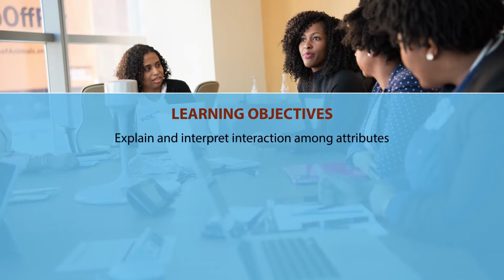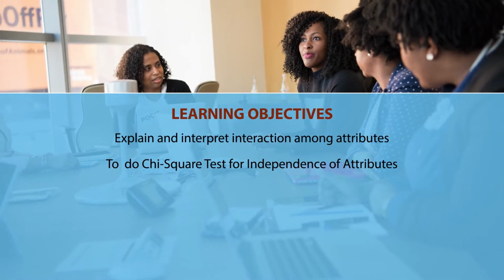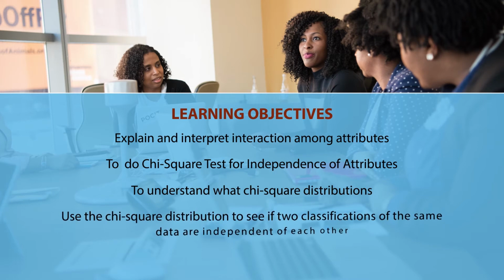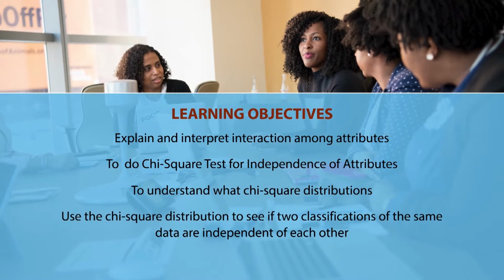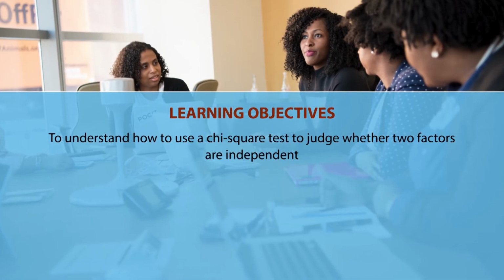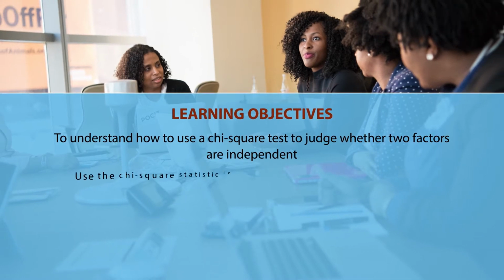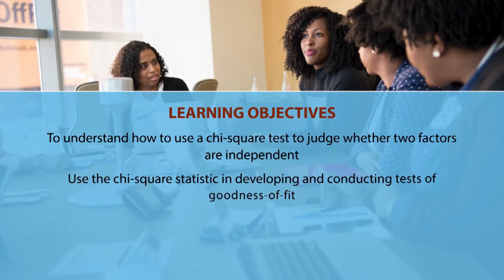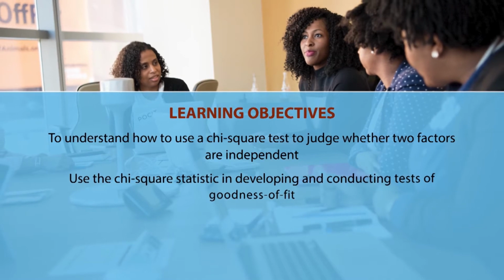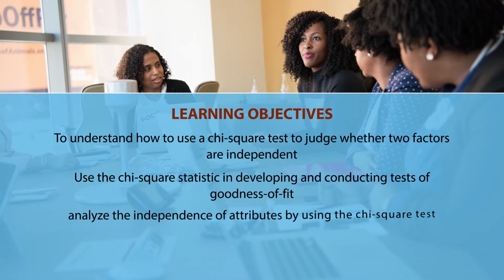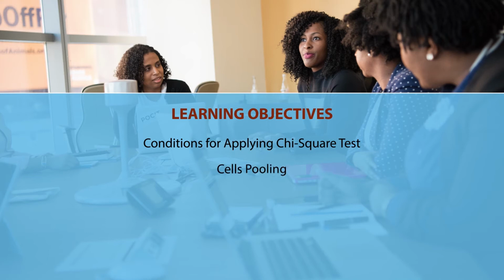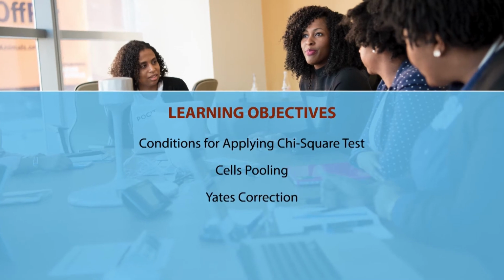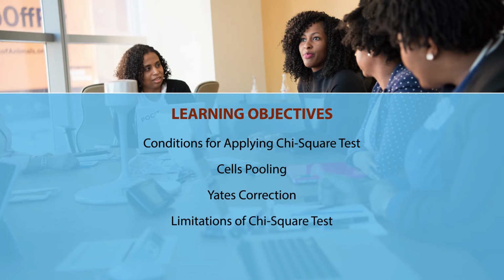We are going to explain and interpret interaction among attributes, do the chi-square test for independence of attributes, understand what chi-square distributions are, use the chi-square distribution to see if two classifications of the same data are independent of each other, and understand how to use the chi-square test to judge whether two factors are independent. We will use the chi-square statistic in developing and conducting tests of goodness of fit, analyze the independence of attributes using the chi-square test, cover conditions for applying the chi-square test, pooling, Yates correction, and finally talk about the limitations of the chi-square test.